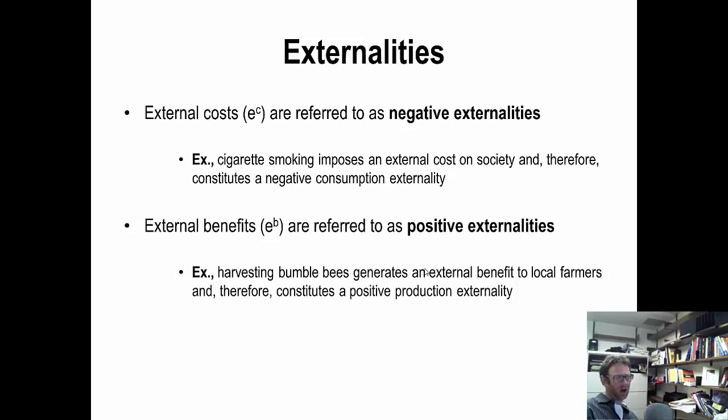Oftentimes you'll hear external costs being referred to as negative externalities because they're costs, so they're negative, they kind of harm society. And oftentimes you'll hear external benefits being referred to as positive externalities because they're good for society, so we call them positive externalities. For our purposes in this class, we'll just be referring to external costs and external benefits, not making any distinction between consumption externalities or production externalities or negative externalities or positive externalities.